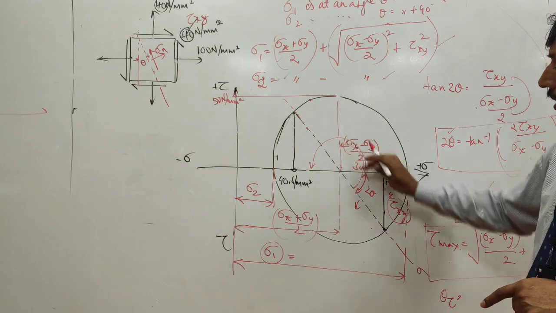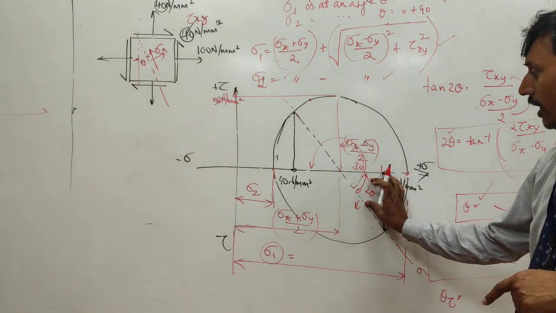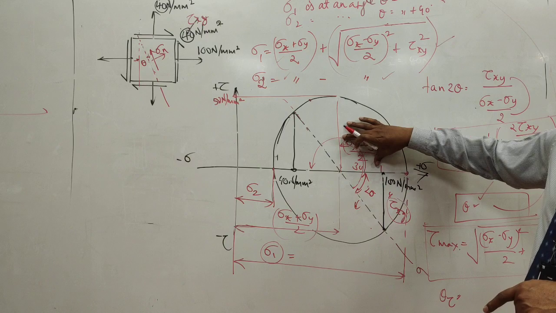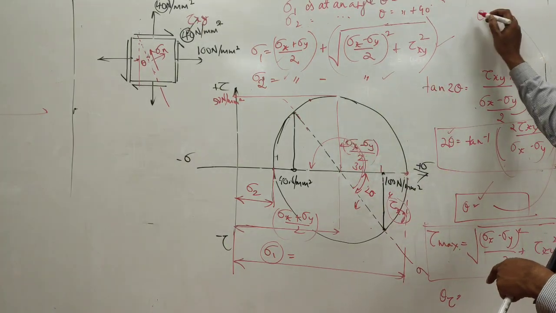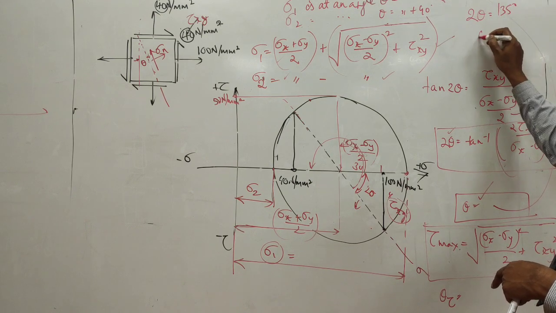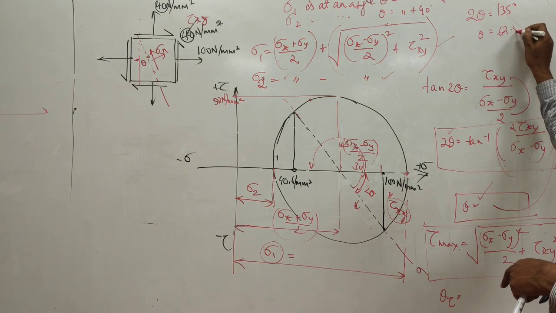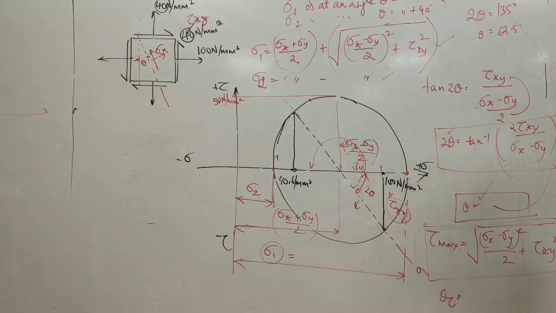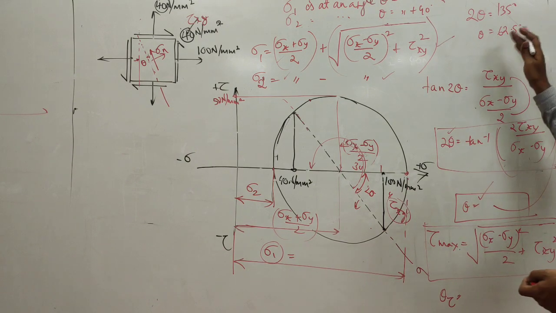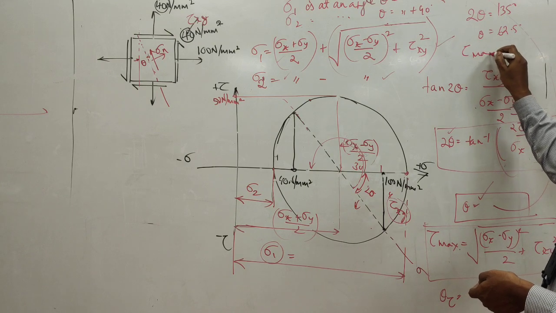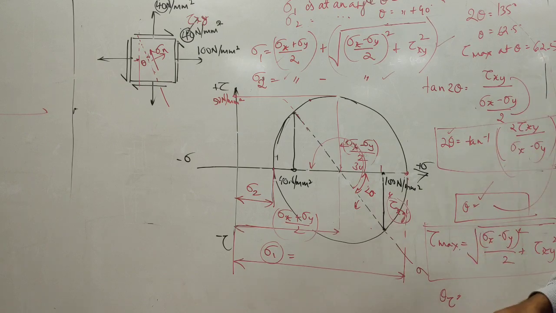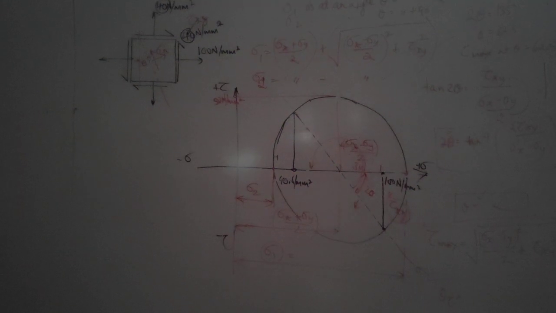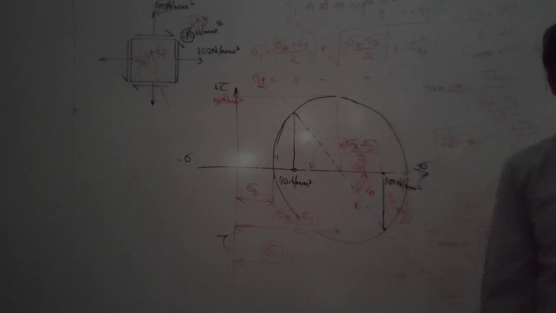You measure the angle. Suppose it is 45 degrees plus 90 degrees. So how much is it? 135. So 2 theta is 135 degrees. So theta will be 62.5, like this. So you can say that shear stress is maximum at theta equal to 62.5 degrees. In this way you have to write. Okay.